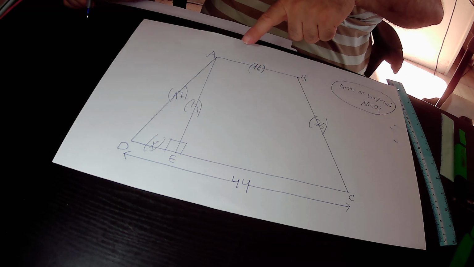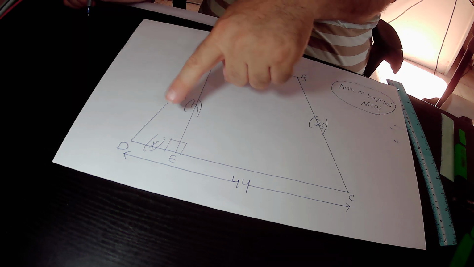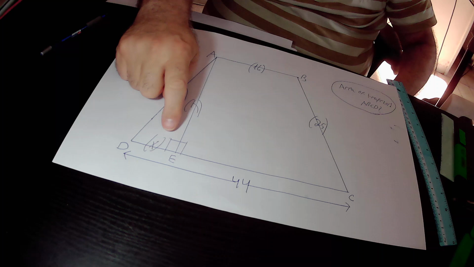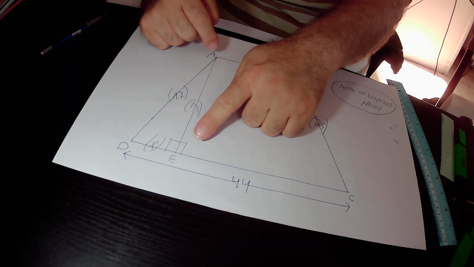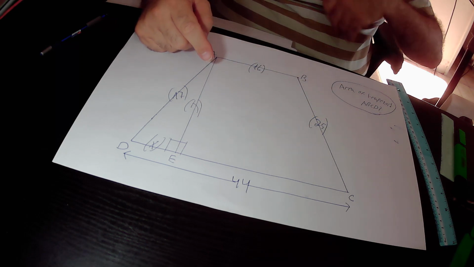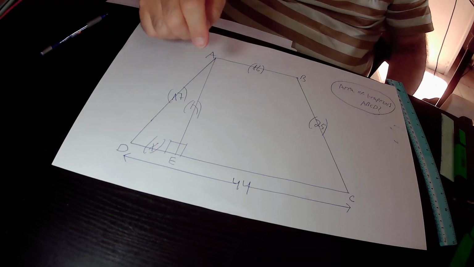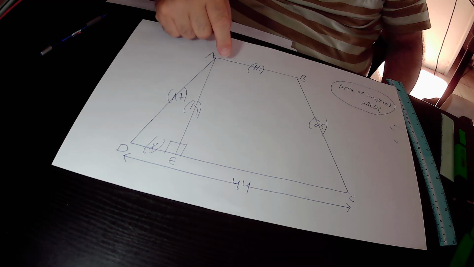Because the height h creates 90 degrees with the base DC. Here, this angle equals 90 degrees and this angle equals 90 degrees. And therefore, h is also the height of trapezoid ABCD. So in the next step, I will copy the right triangle AED onto a new page and we will implement the Pythagoras theorem on this right triangle, triangle AED.